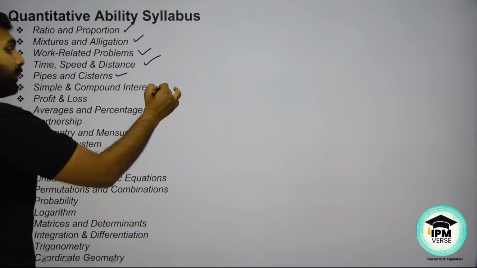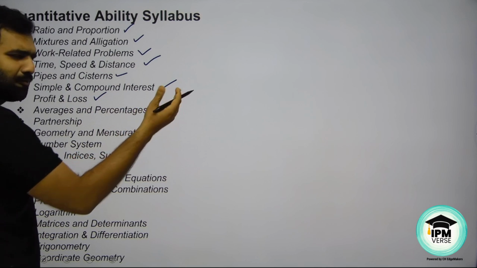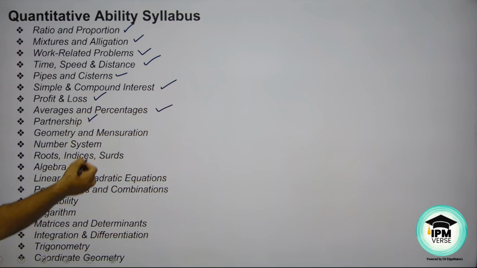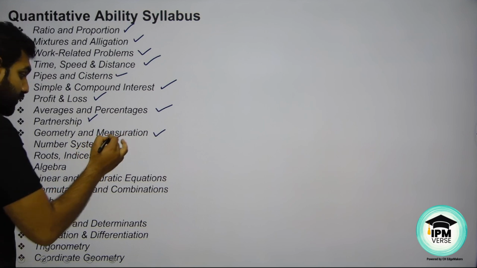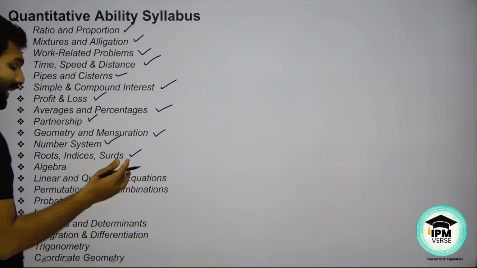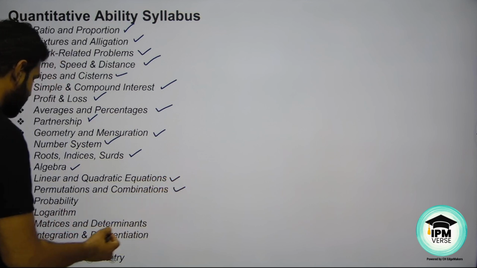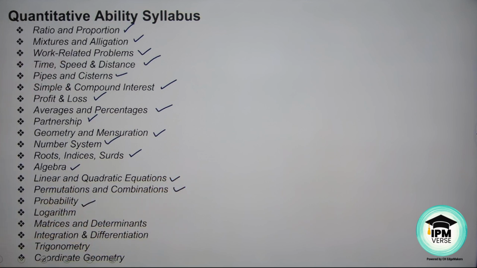You have simple and compound interest based questions, profit and loss, averages, percentages, partnerships, and of course then there comes geometry. Geometry and mensuration based questions, of course plane and solid, both kinds of mensuration are asked. Then you have questions based on number system. Then you have questions from algebra, for example roots, indices, surds. Then you have complete algebra, linear equations, quadratic equations, and of course permutation and combinations, probability. This you might have studied up to 10th standard.